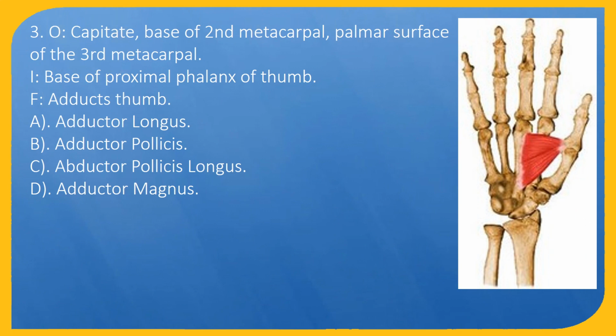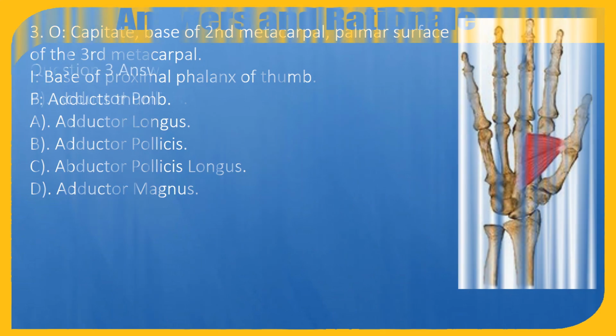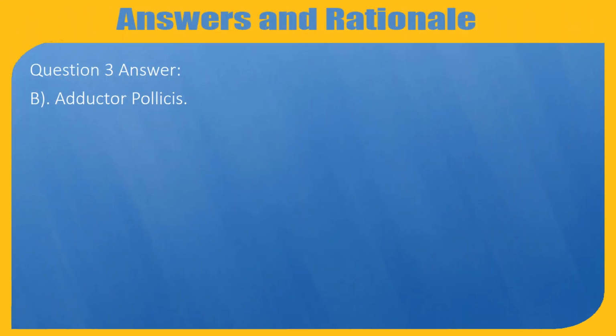Question 3: O. Capitate, base of second metacarpal, palmar surface of the third metacarpal. I. Base of proximal phalanx of thumb. F. Adducts thumb. A. Adductor longus. B. Adductor pollicis. C. Abductor pollicis longus. D. Adductor magnus. Question 3 answer, B. Adductor pollicis.